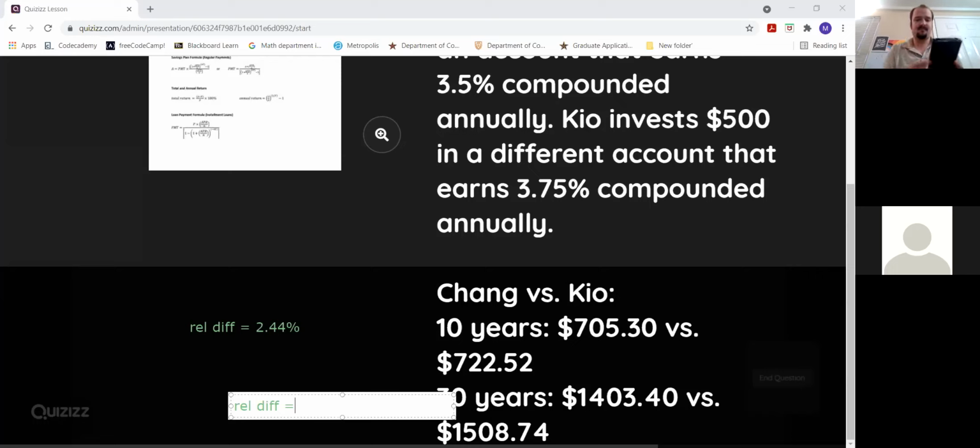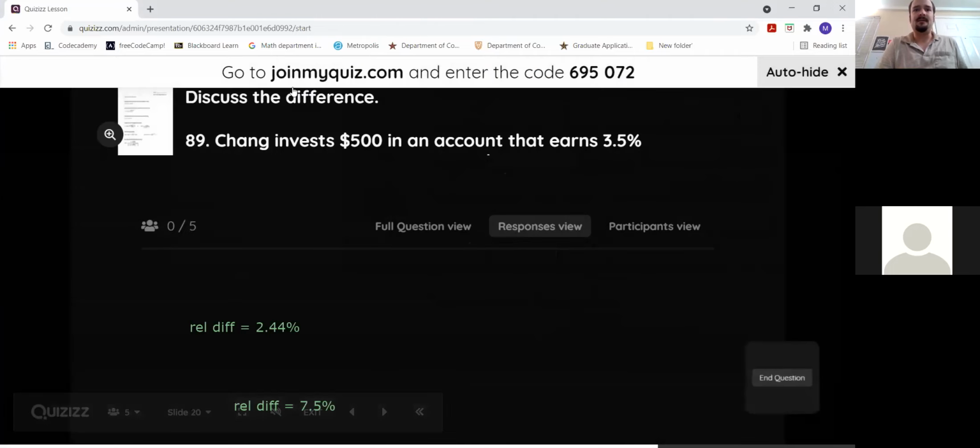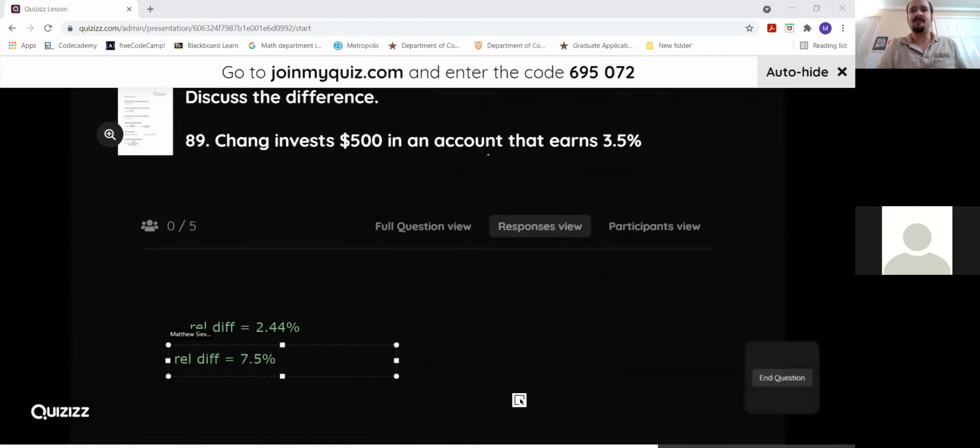140340. And this is what, 7.5% difference. And so what is this telling me? That's not what I want to do. I want to move this over.